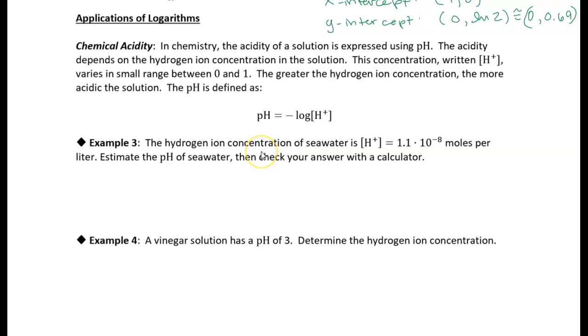Okay, so the first application that we're going to look at is acidity, pH. In chemistry, the acidity of a solution is determined by its hydrogen ion concentration. The hydrogen ion concentration is denoted with these square brackets around the chemical symbol, with the plus to indicate that it's an ion. It's a positively charged ion. So this symbol right here represents the hydrogen ion concentration.